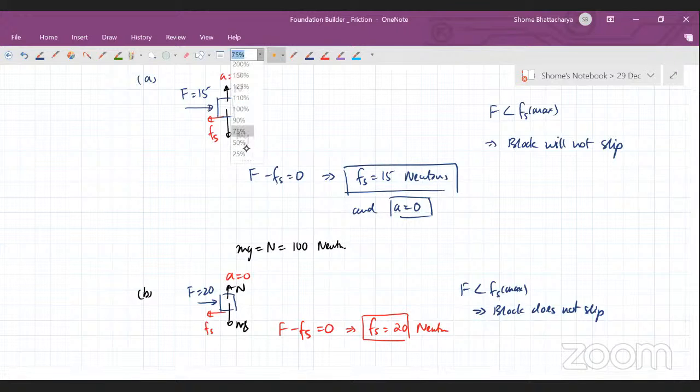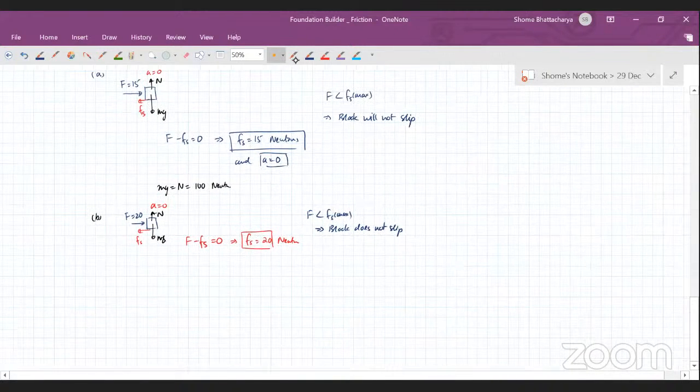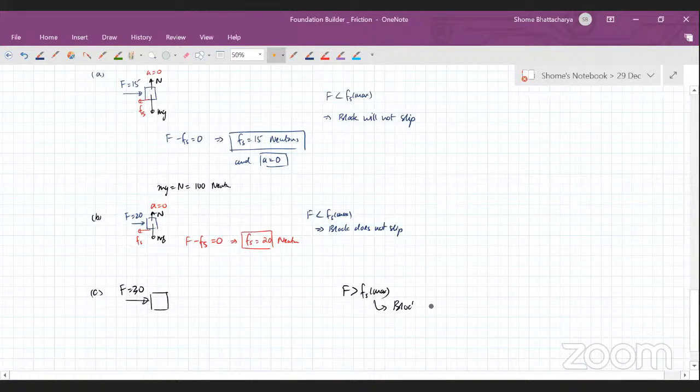Whereas in the third case, or the C part, the moment we apply a force of as much as 30 newtons, we can see now that F is becoming greater than maximum static friction. Okay, so the block slips. So when it slips, it will have a non-zero acceleration, and the friction acting on it will now instead be kinetic friction.